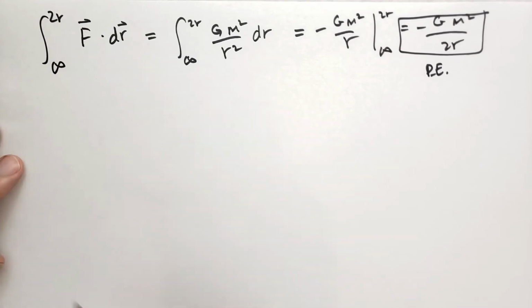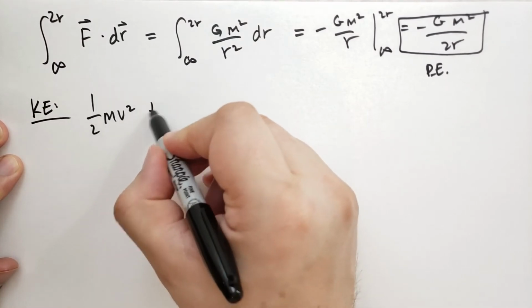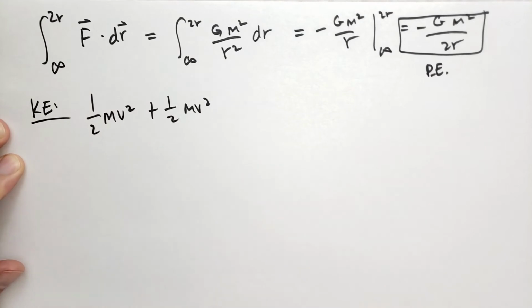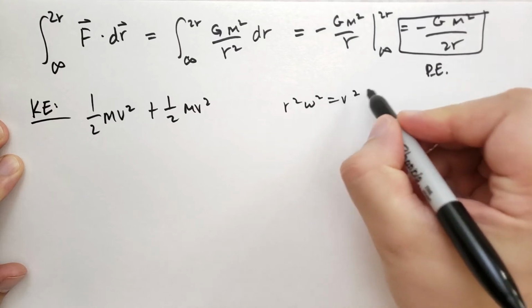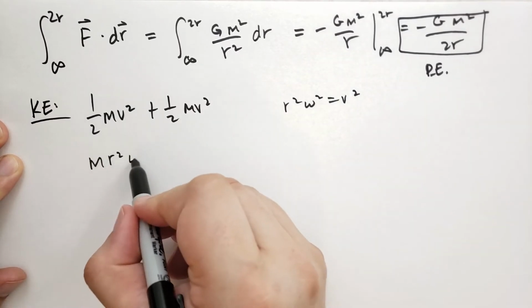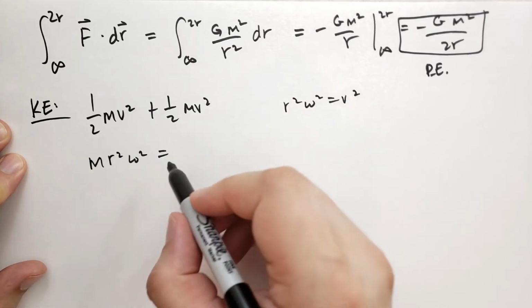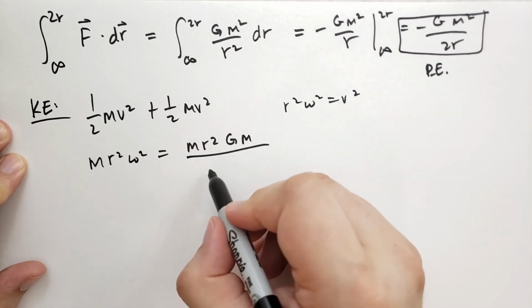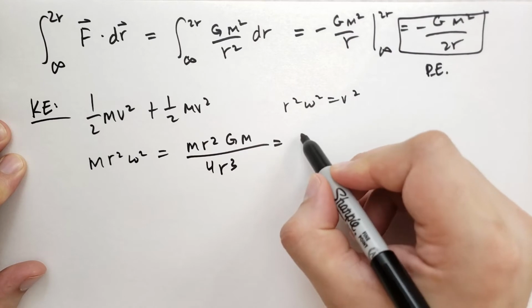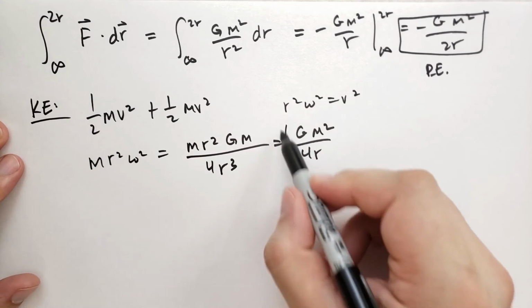All right, so let's calculate the kinetic energy. This is just 1/2 m v squared plus 1/2 m v squared because there are two particles. And the velocity squared is going to be r squared omega squared. So we get m r squared omega squared. And if we recall, omega squared is G m over 4 r cubed. So we have m r squared times G m all over 4 r cubed. So that's G m squared over 4r, and that's the total kinetic energy.